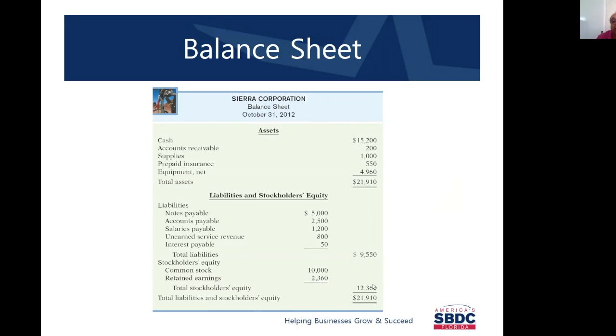$2,360. All of that. Now we'll see how this connects and how we get this 2,360 here shortly. But this is what you owe, notes payable, salary payable, unearned service revenue, and so forth, interest payable. But this number, retained earning, comes from another place. So we'll show you here shortly how this number is created.